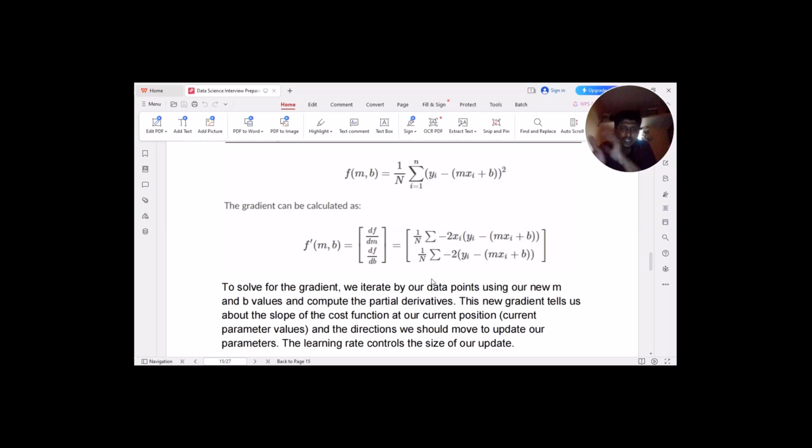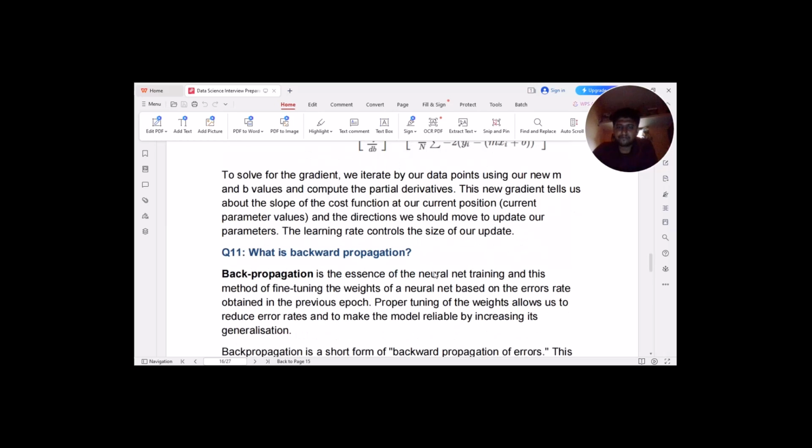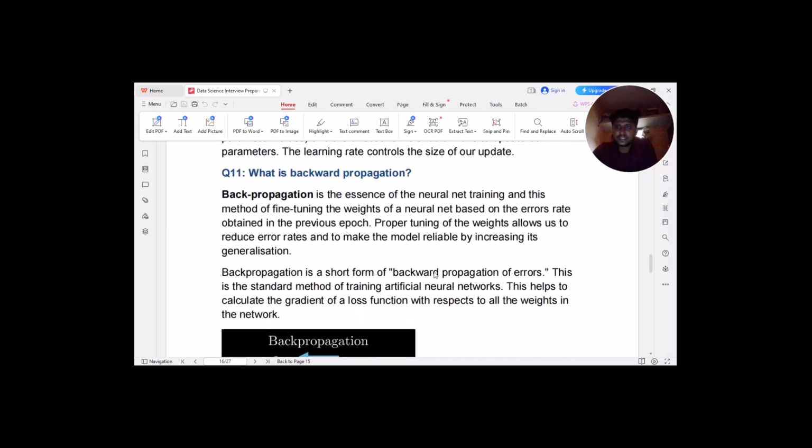Okay, so to solve the gradient, we iterate over all our data points using new m and b values and compute the partial derivatives. This new gradient tells us about the slope of the cost function at our current position, the current parameter values, and the direction we should move to update the parameters. Learning rate controls the size of our update. This is a particular thing you need to understand.